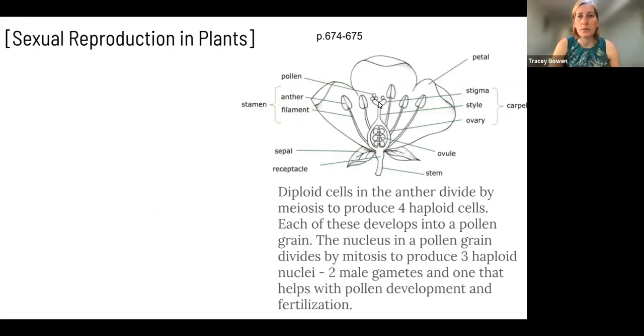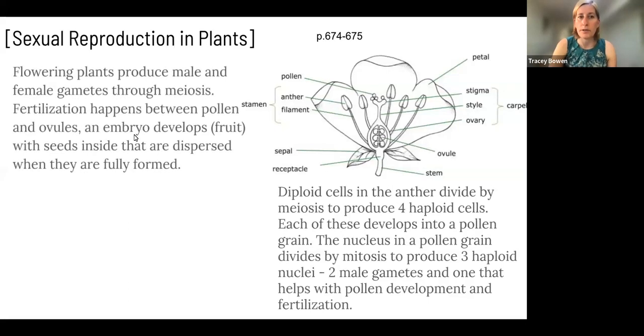So sexual reproduction in plants, we have flowering plants producing male and female gametes through the process of meiosis. Meiosis is making sex cells. And then fertilization is going to happen between pollen, which is produced at the anther here on this filament. So this here, the stamen, the anther, and the filament is the male reproductive organ in a flowering plant.